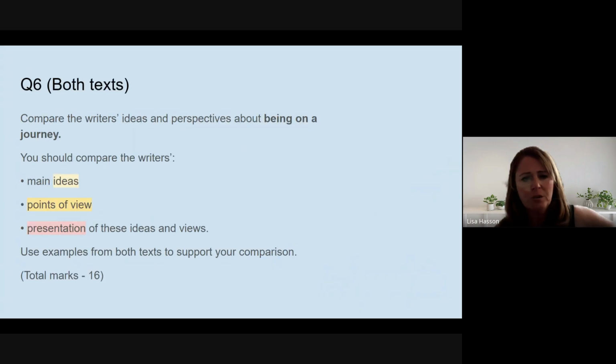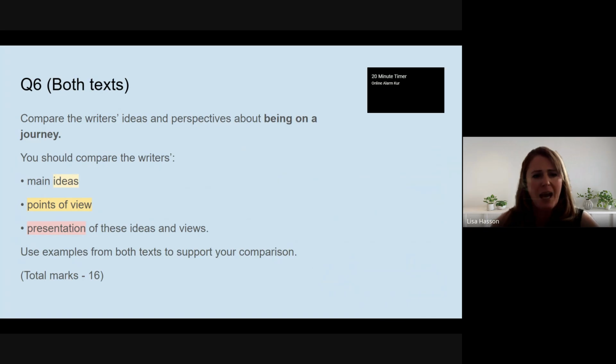Okay, my final question for you to look at on section A is question 6. And again, I've popped a 20-minute paragraph timer in here for you, which you might want to use, after I've gone through and explained, to have a little practice at this question.